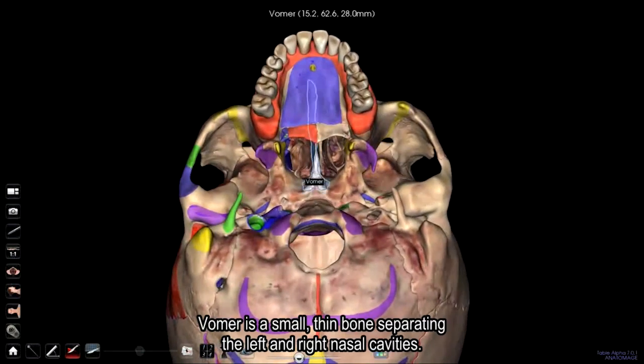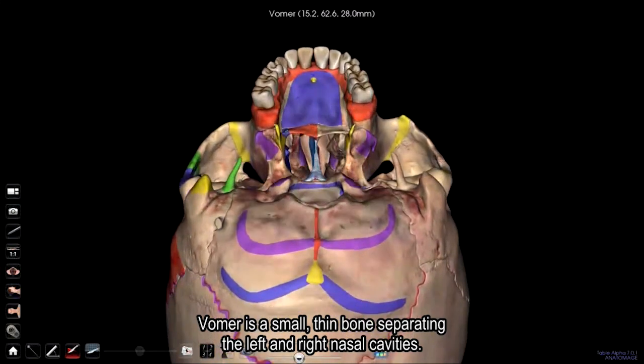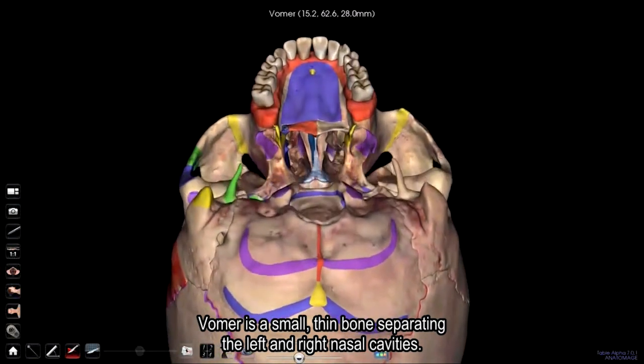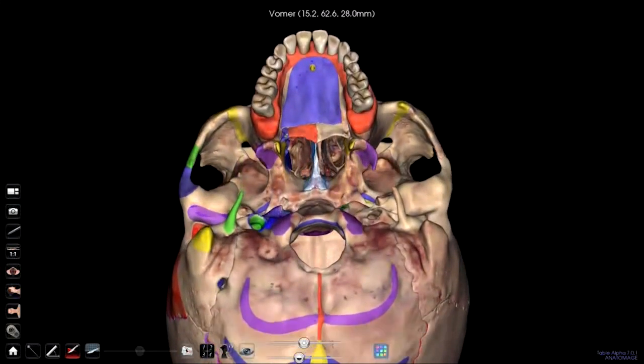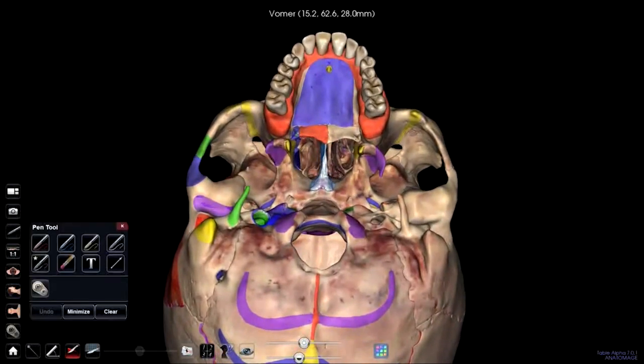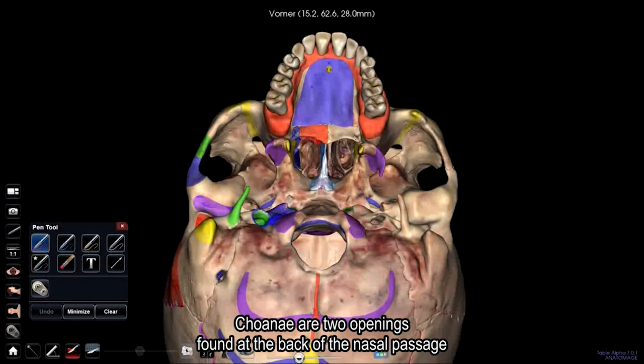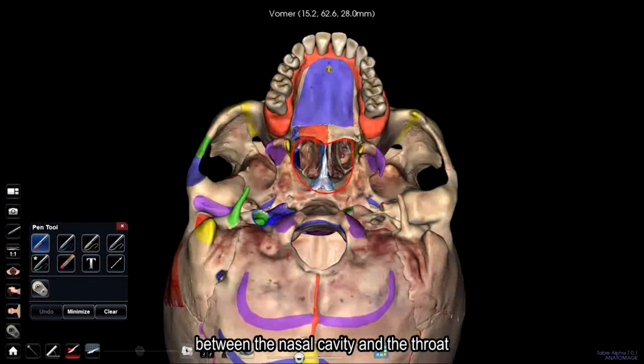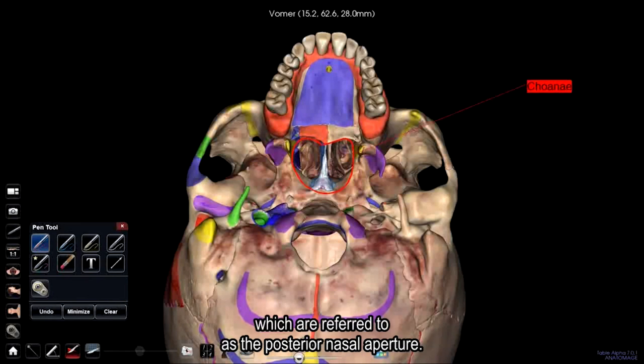Vomer is a small, thin bone separating the left and right nasal cavities. Choanae are two openings found at the back of the nasal passage, between the nasal cavity and the throat, which are referred to as the posterior nasal aperture.